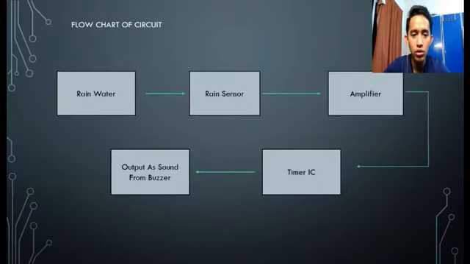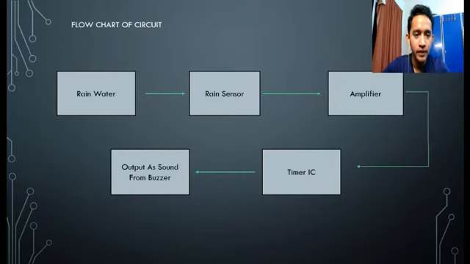After that, we go to the flowchart of the circuit. This is the flowchart of how the circuit operates. First of all, we need rainwater. After that, rain sensor, amplifier, timer IC, and output a sound from the buzzer.